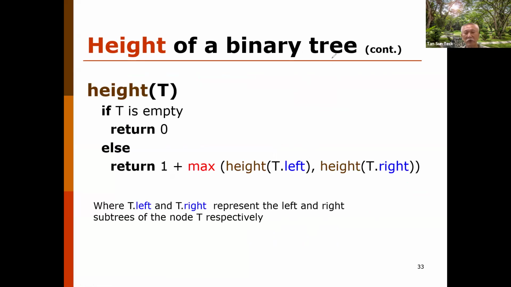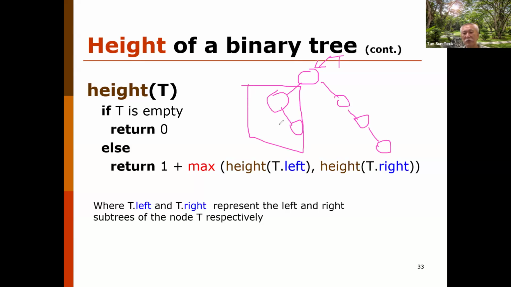So if I have a root node pointed to by T, there's a left subtree, there's another, and then we have this, let's say. You can see that the tree on the left has height equal to 1. The tree over here has height equal to 2. So you use the maximum of the two trees, which is 2, and add 1. Therefore, the height of this is equal to 3, which is correct: 0, 1, 2, 3.